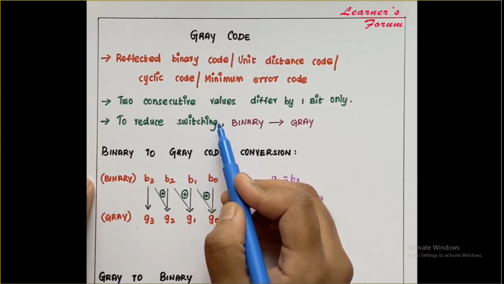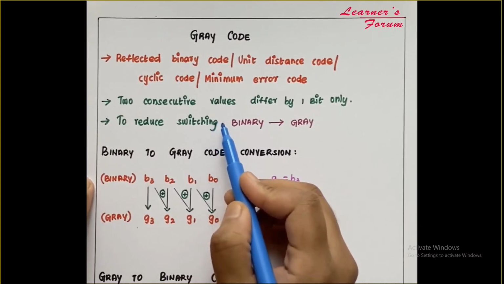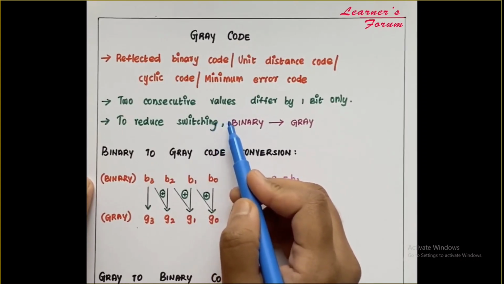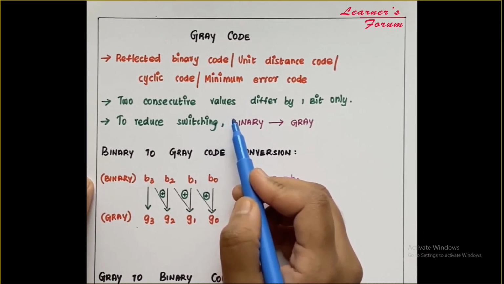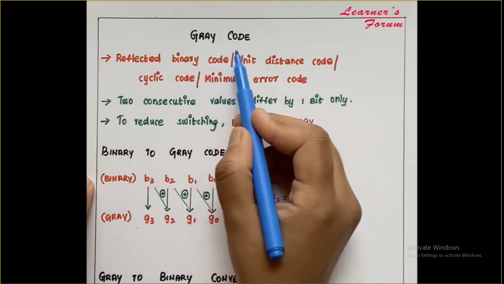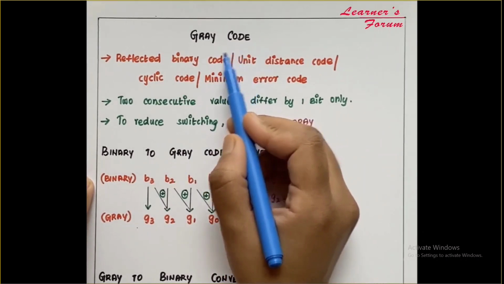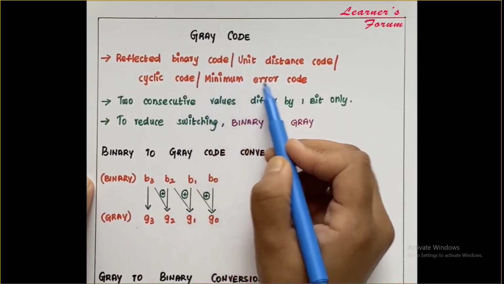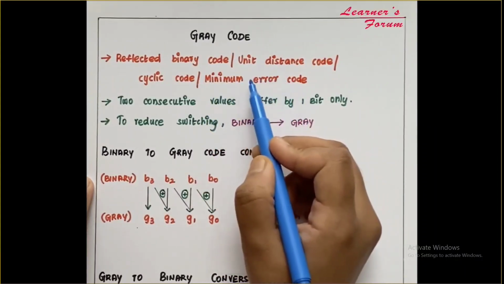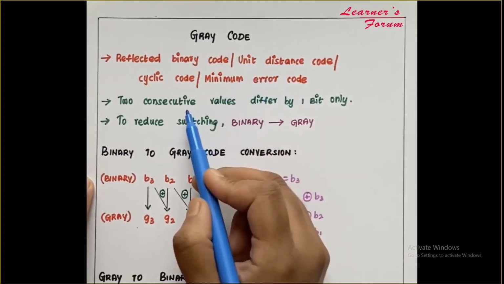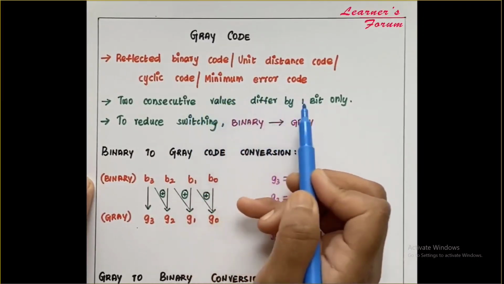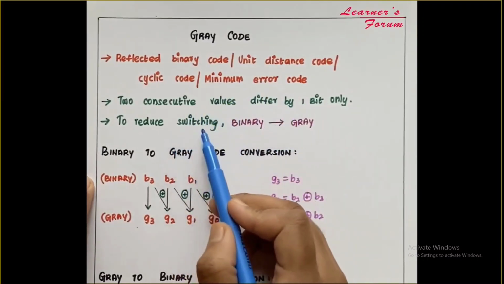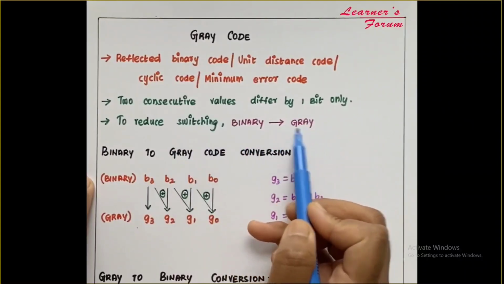So this video is about the next type of code, which is gray code. Once after seeing all the characteristic features, let us justify each of the points also. This gray code is also called reflected binary code, unit distance code, cyclic code, or minimum error code. This particular gray code has two consecutive values that differ by one bit only. And to reduce switching, we are converting binary into gray code.